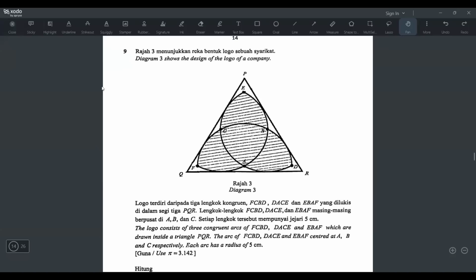Oh yo, what is this? Okay, number 9. So we have a very complicated diagram here. Okay, tak apa, kita baca dulu. Diagram 3 shows the design of the logo of a company. So this is a logo.